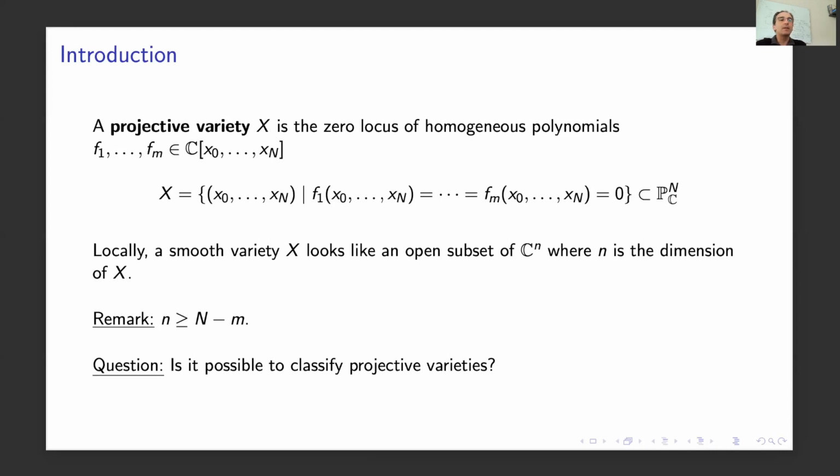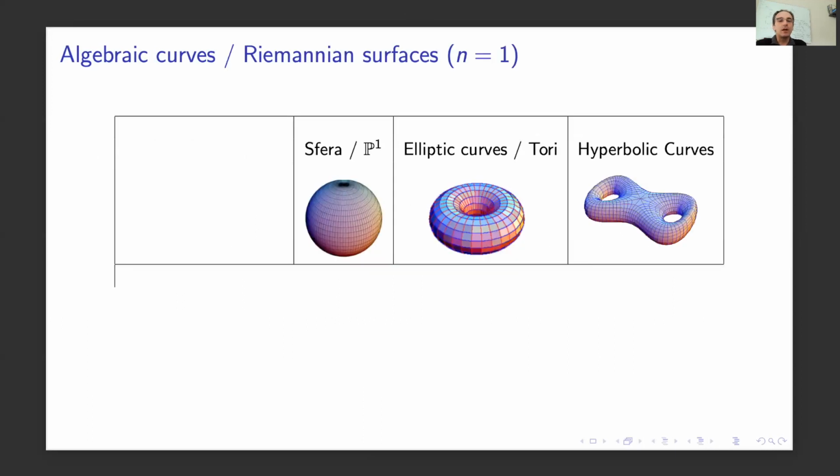But let's start from a very simple example, an example that has been known for a long time, which is the set of varieties of dimension 1. These are called algebraic curves by algebraic geometers because they have dimension equal to 1 over the complex numbers. But in analysis, they are referred to as Riemann surfaces, in this particular case compact Riemann surfaces. And the reason why they're called surfaces is because they have real dimension equal to 2.